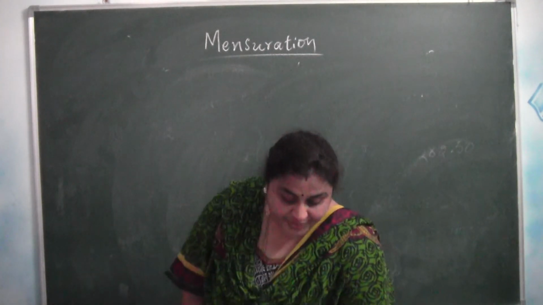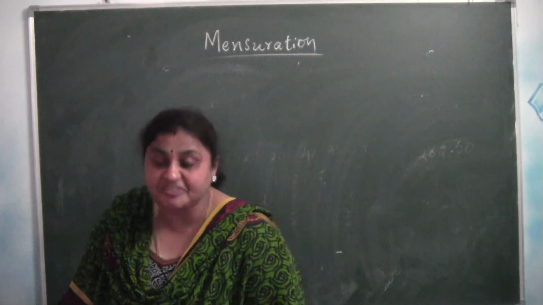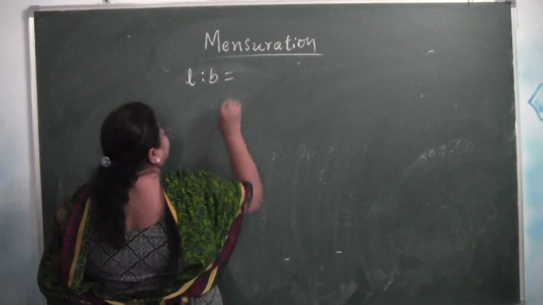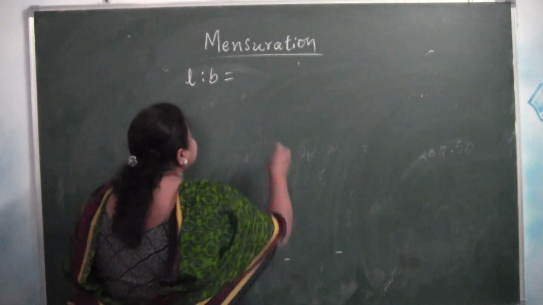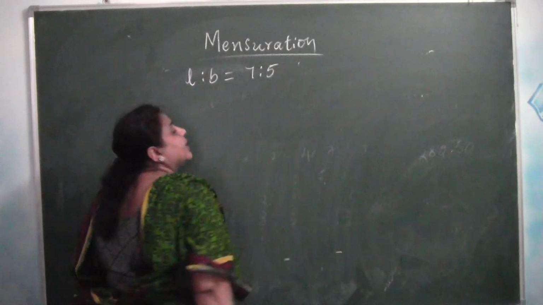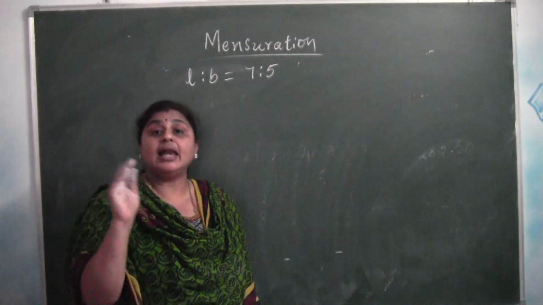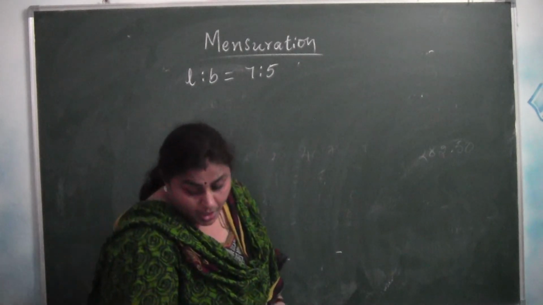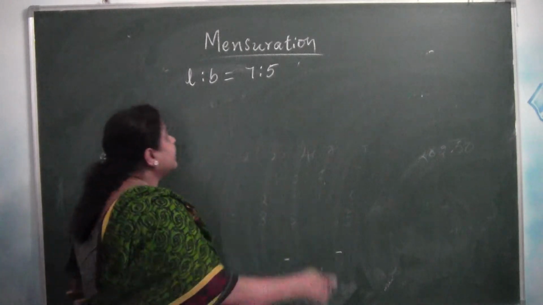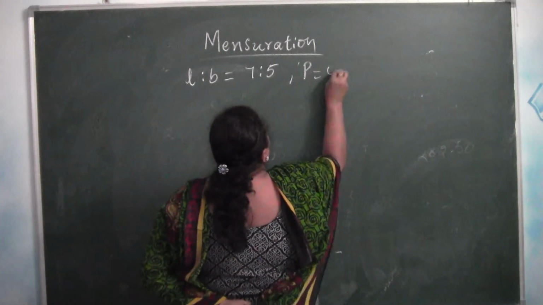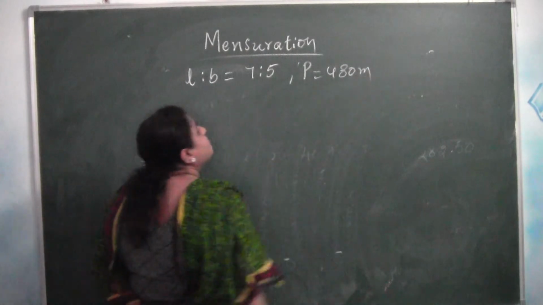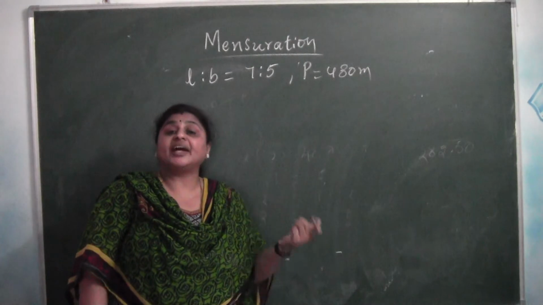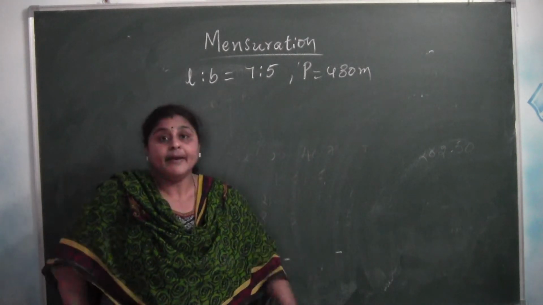Your 5th question: the length and breadth of a rectangular field. The ratio of length to breadth, L is to B, is 7:5. They gave the ratio of length and breadth as 7:5. Now, if the perimeter is 480 meters, you have to calculate its dimensions. That is, you have to find the length and also the breadth.